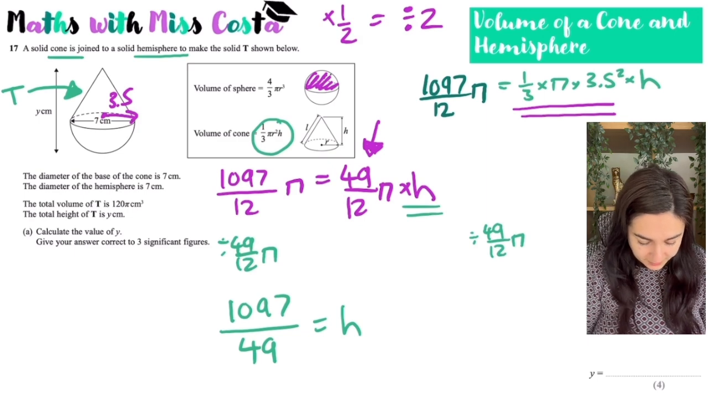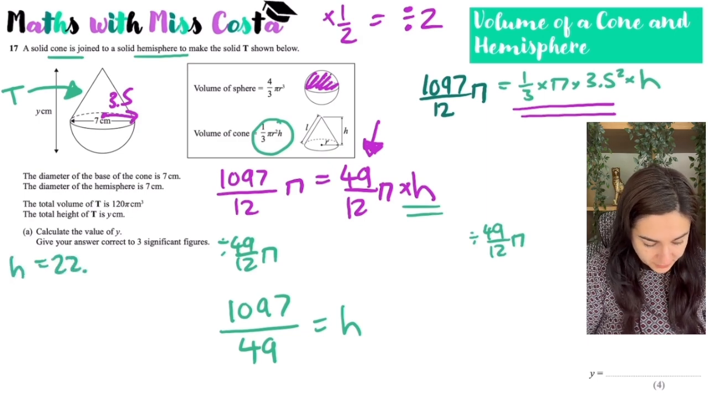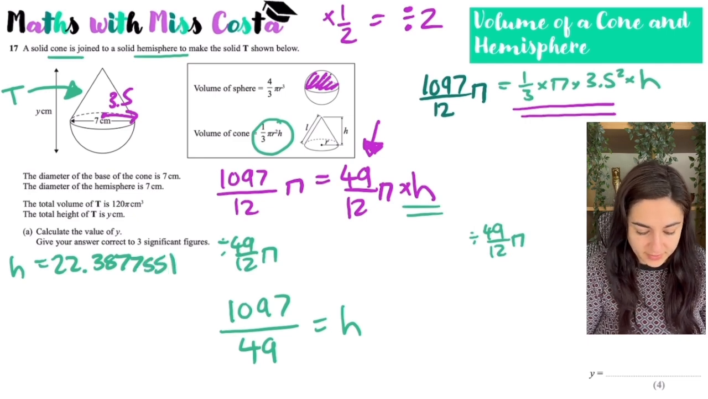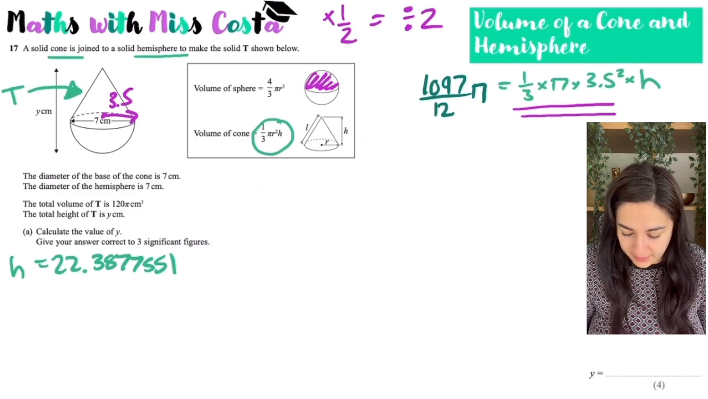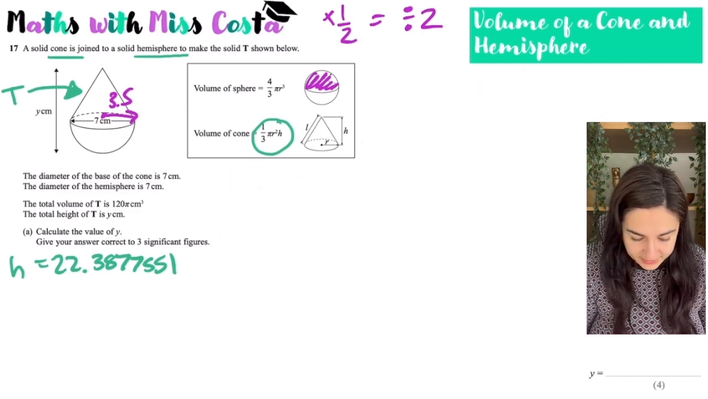So h must be 22.387751. Okay, I've just converted the fraction into a decimal. So I figured out what h is. Now let's see what I can do next.